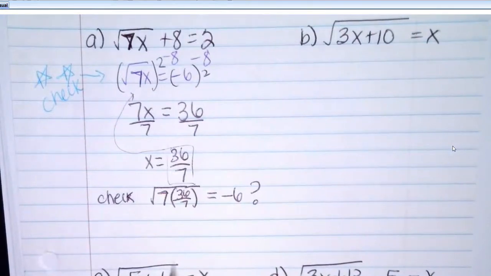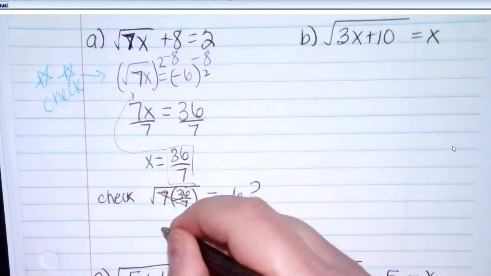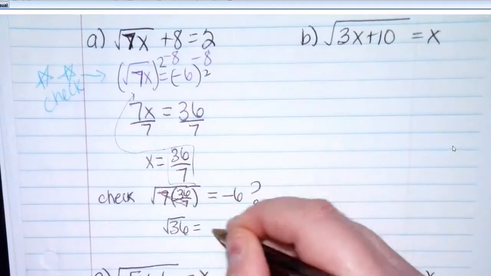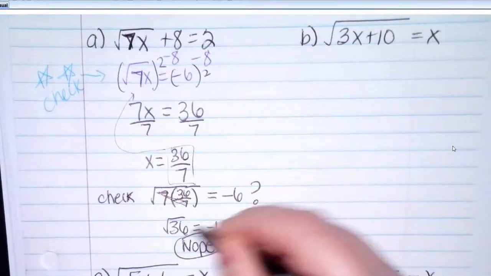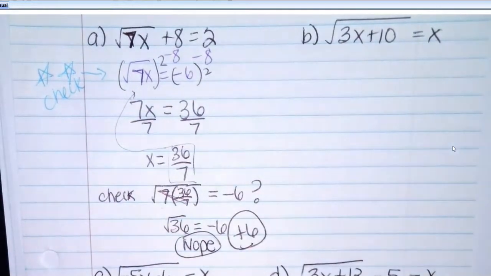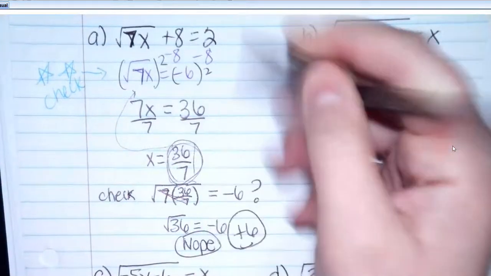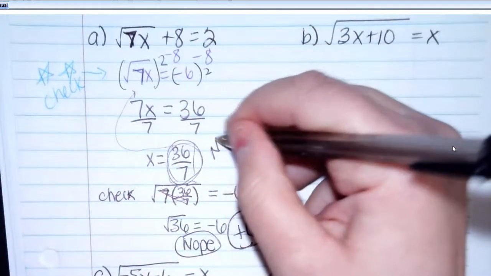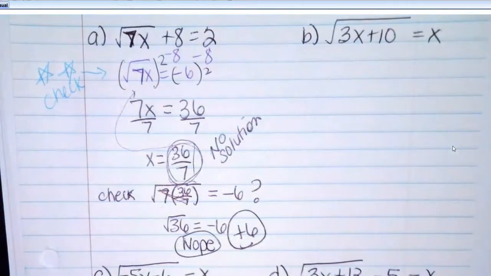That's what I'm trying to check out there. If you actually multiply this, the 7's cancel. So I get square root of 36 equals -6. That's not true, because the square root of 36 is equal to positive 6. So that's what the problem is. This was my potential answer here, but because it doesn't work, I have to say I have no solution. There's no way I can solve that equation and get a real number answer. So for part A, no solution there.